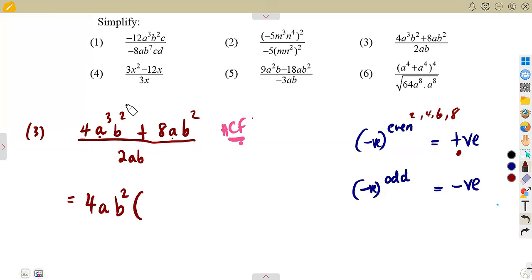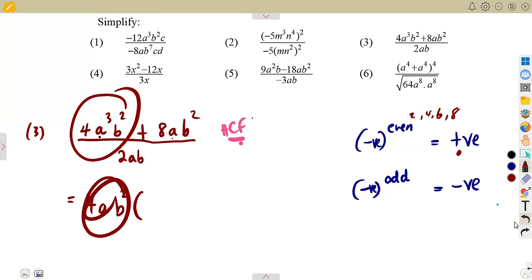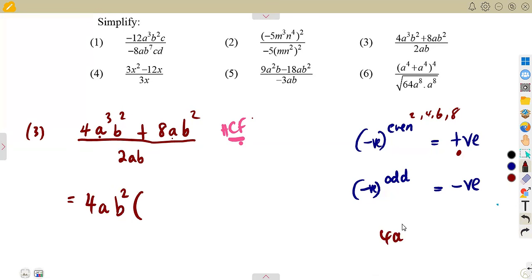So let's factor out. This is going to be divided by this one: what you factored out, for a to the exponent of 3 b squared, over what you factored out, 4ab squared. So this will cancel, this will cancel. They are the same. There's only one A here, there are 3 of them in the term, so we are going to remain with a squared.